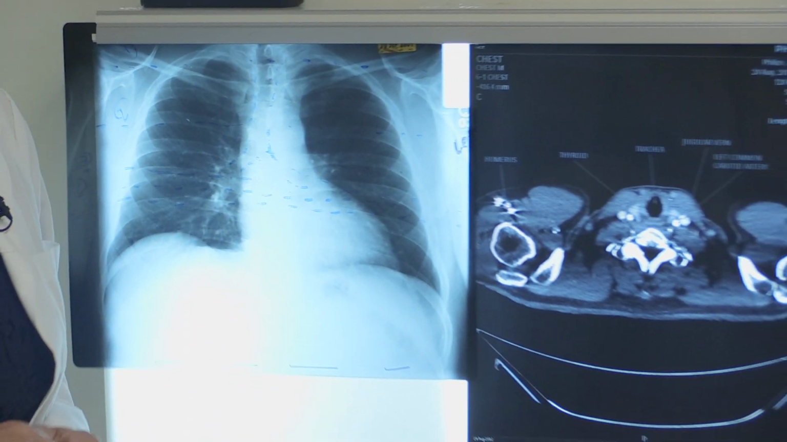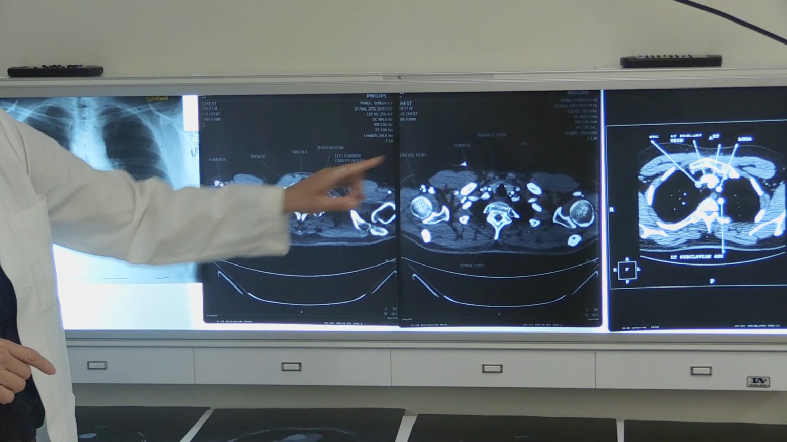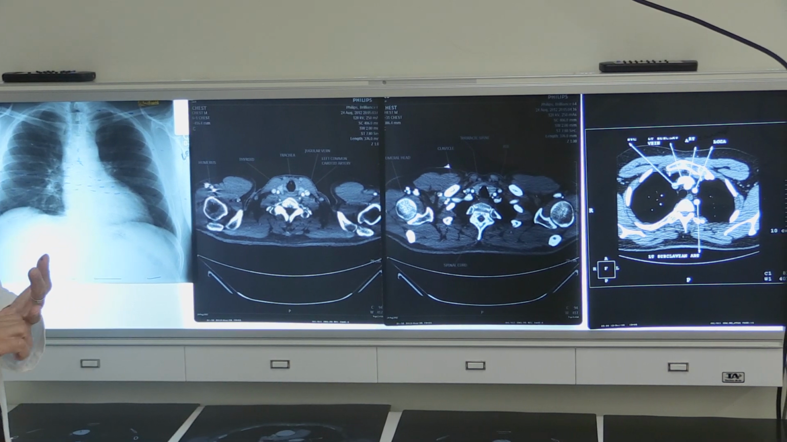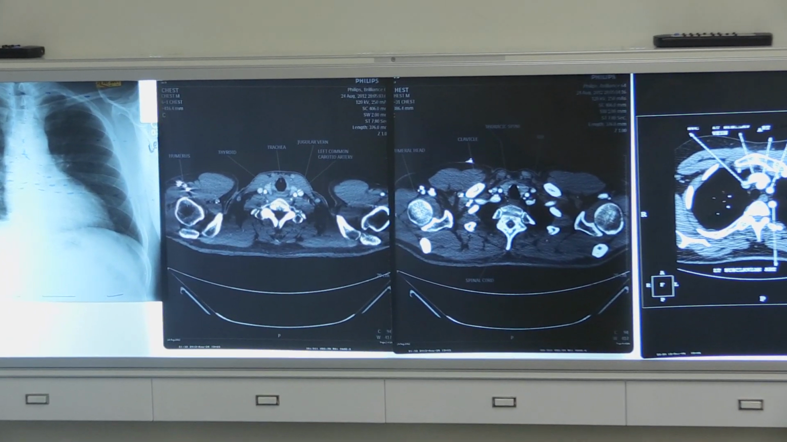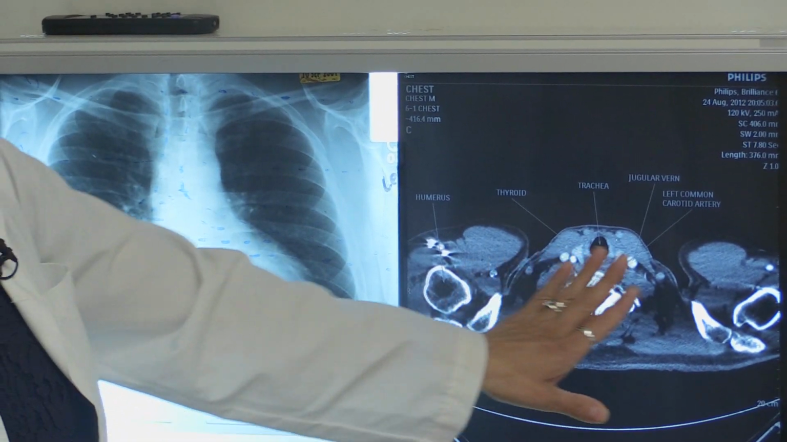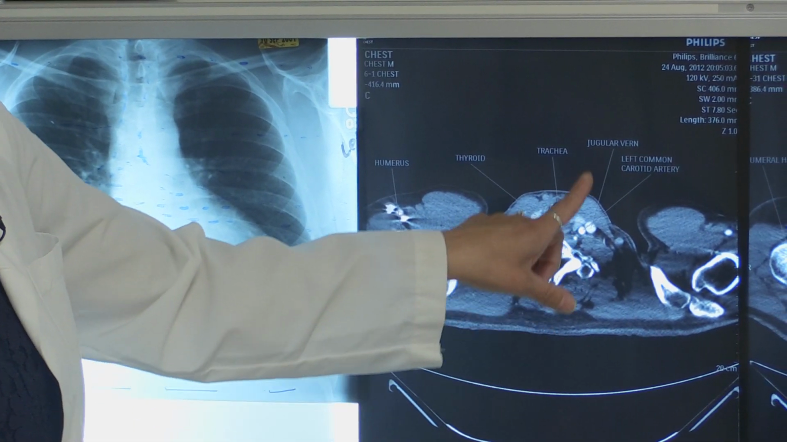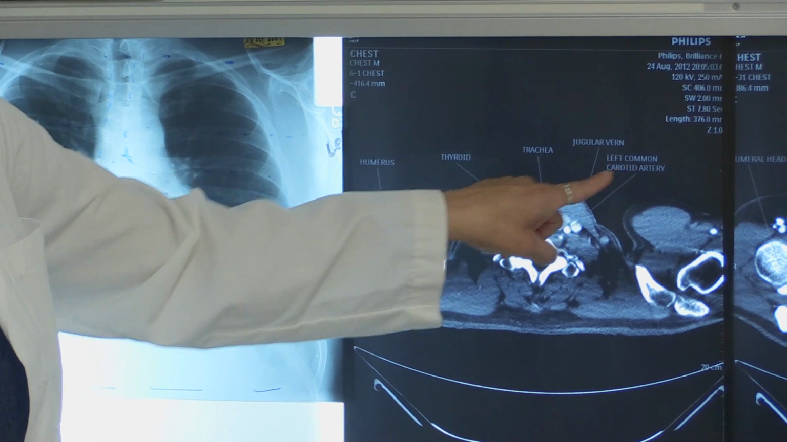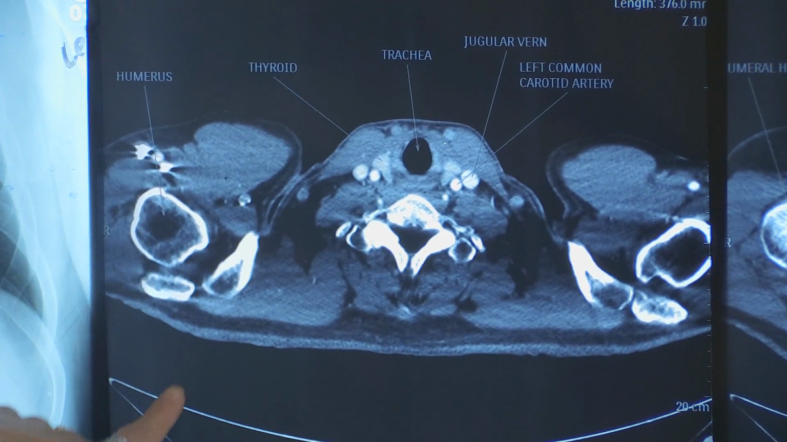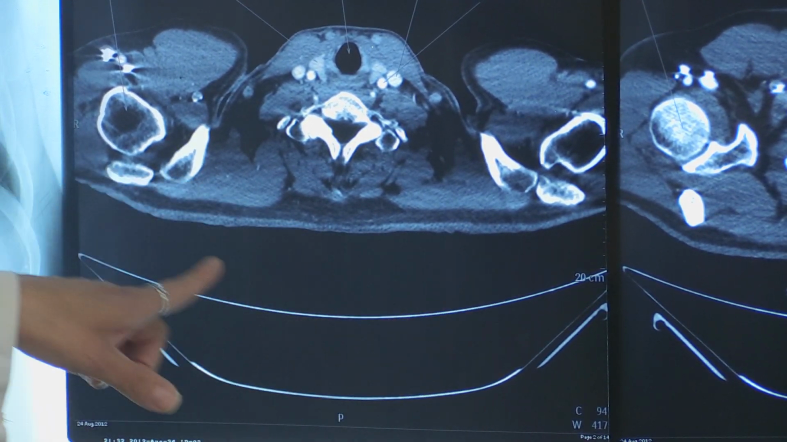This scan shows a patient that was given IV contrast. You can see all the highlighted vessels. You're also going to see the aorta and the heart filled with contrast as well. Again, we'll start at the top above the lung field, so you're going to see some of the humerus, the trachea, the thyroid, jugular vein, left carotid arteries, muscle. This is where the patient is lying on. It's part of the couch.